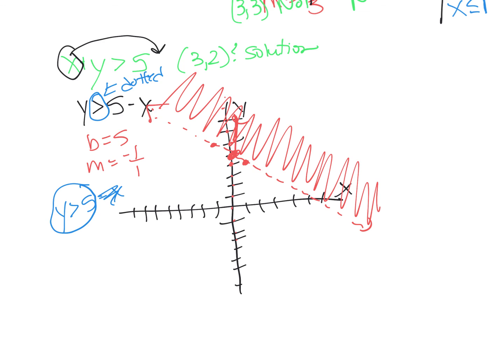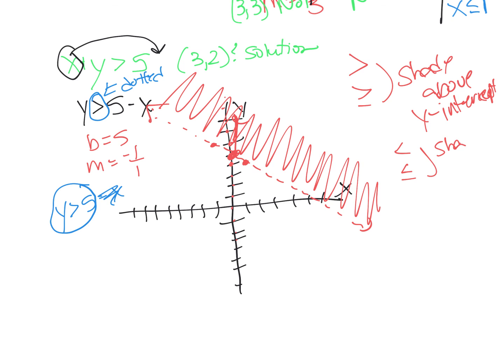If it's greater than or equal to, you're going to shade above the y-intercept. So if you get confused on that, right? And if it's less than or equal to, you shade below the y-intercept. And remember, you're cutting that coordinate plane completely in half. And so you're shading all of that.